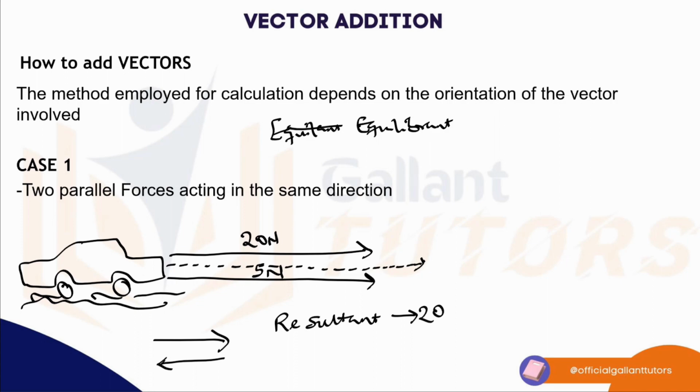So just come here and say 20 plus 5 Newton will be equal to what? 25 Newton. So the resultant force right here is equal to what? 25 Newton. So whenever you see two parallel forces moving in the same direction, all you have to do is to what? Is to add. Do not forget.